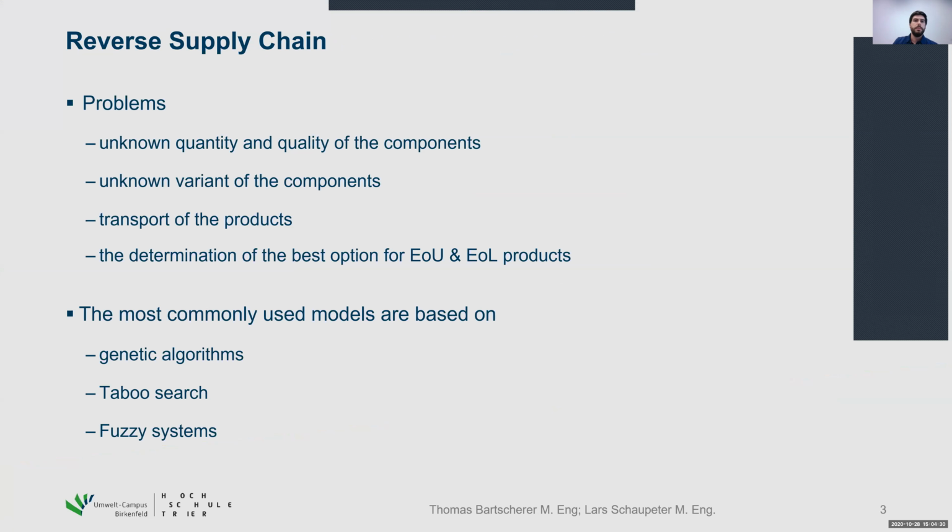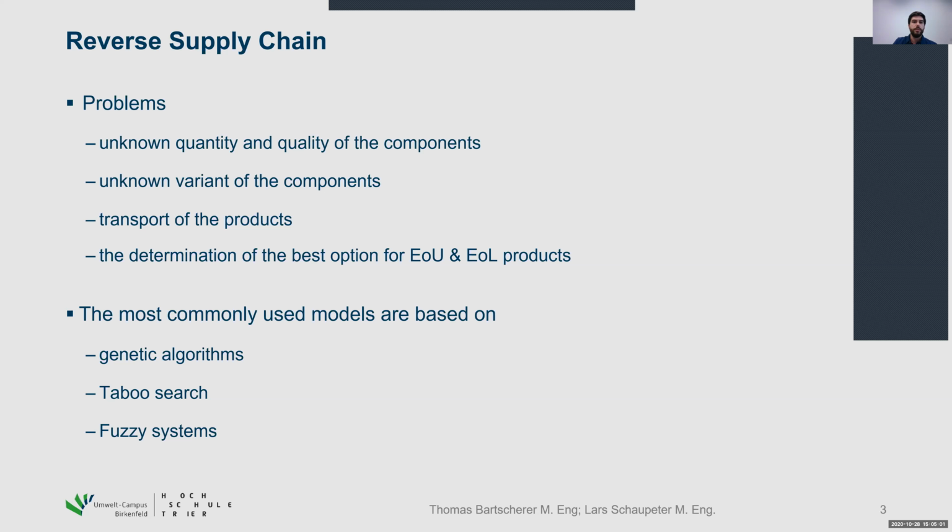So in the reverse supply chain, we are confronted with problems such as unknown quantity, quality, and variety of products. So we need to determine if the product can be used for a direct reuse, repair, for remanufacturing, recycling, or disposal. So on one hand, this leads to a problem when we need to plan the transport of the product, and on the other hand, it also leads to a decision problem as to which procedure is the most suitable.